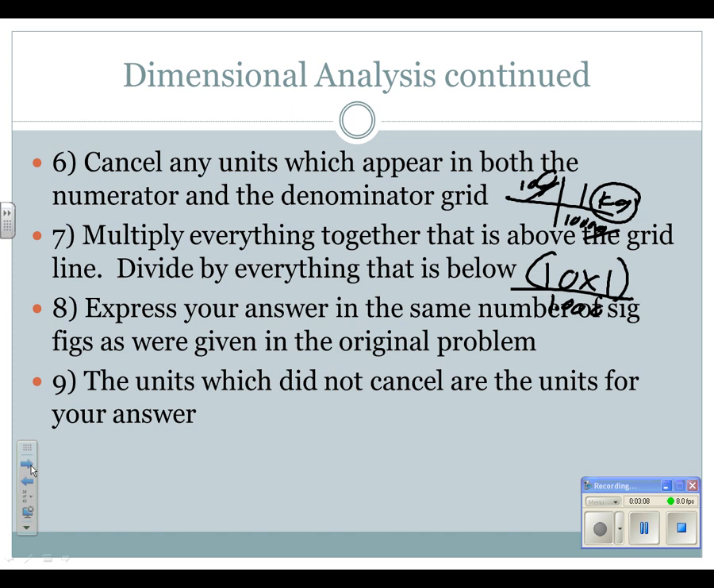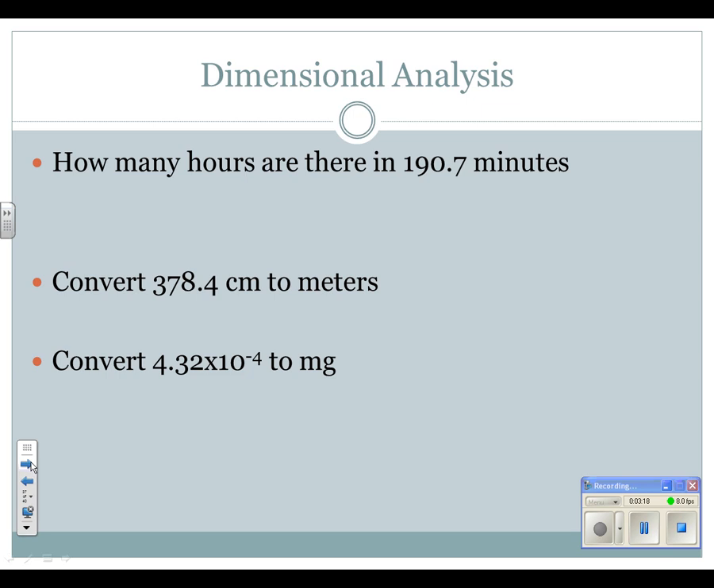Now I know I went through that fast, so please pause, go back, rewind, listen to it over and over again, watch how I did that one simple grid, because you're going to be doing a lot of these. So let's go to work. How many hours are in 190.7 minutes?